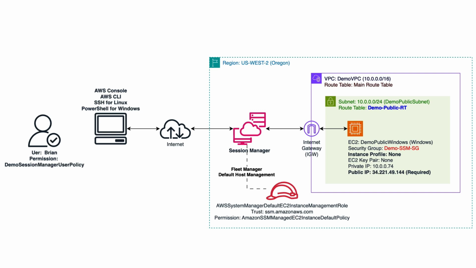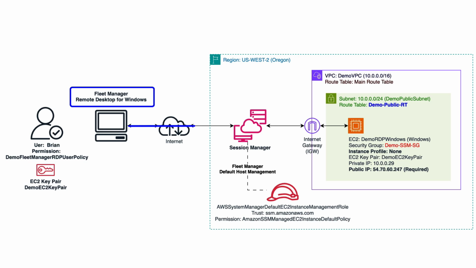So what does Fleet Manager give us that Session Manager doesn't already provide? There are two features I want to highlight in this video. First is the Fleet Manager's default host management. This feature allows you to eliminate having to attach a role to each EC2 using the instance profile. The second feature is connecting to Windows Server using Fleet Manager's Remote Desktop Protocol, or RDP Connection. This feature provides RDP connection right in your browser, and you don't even have to open up port 3389. So let's dive in to see how these features of Fleet Manager work, and you can decide if this is the right solution for you.